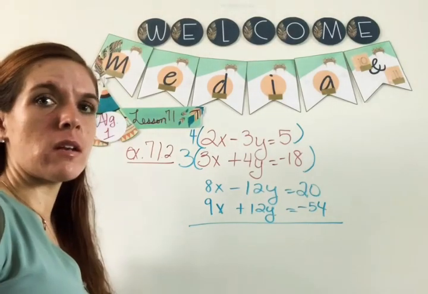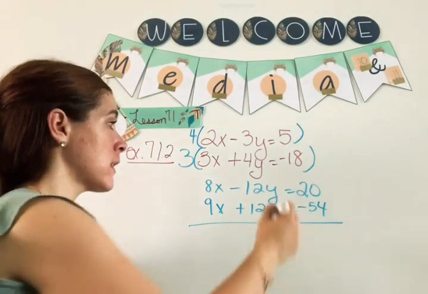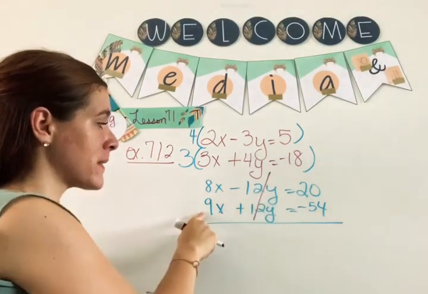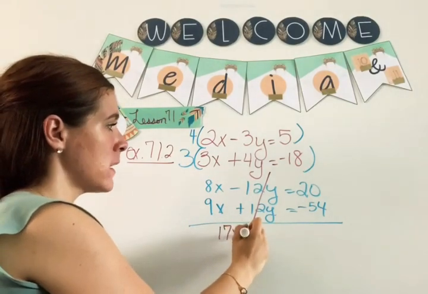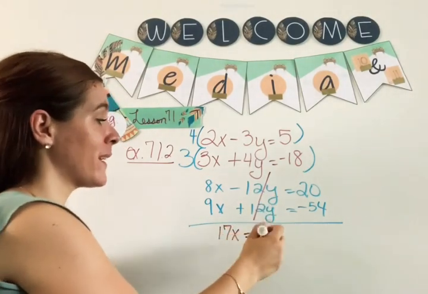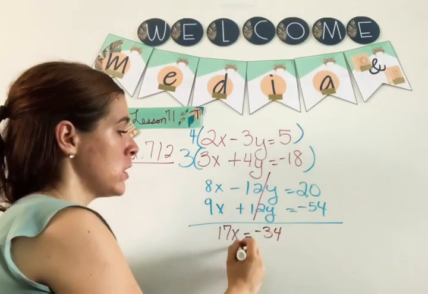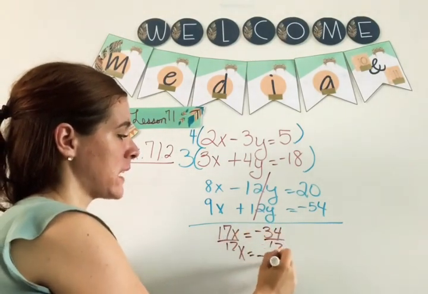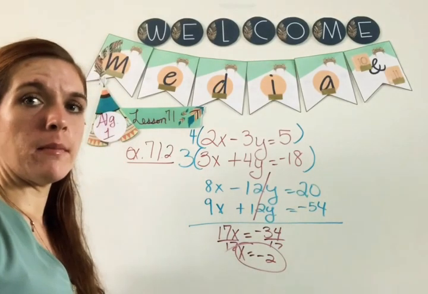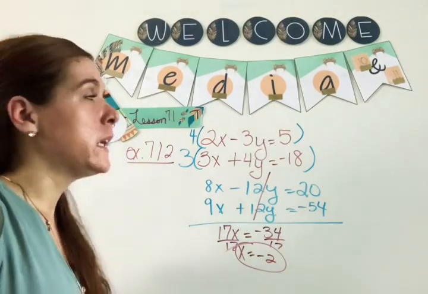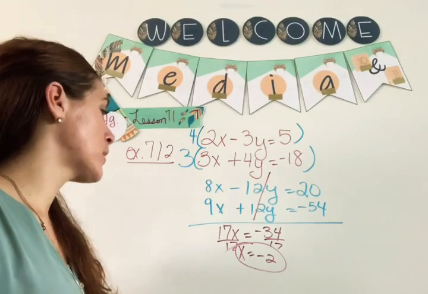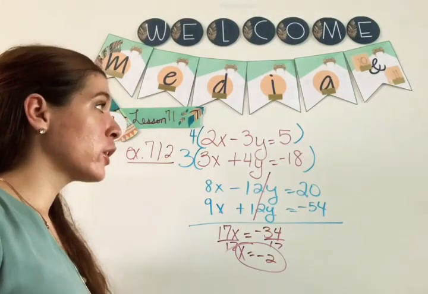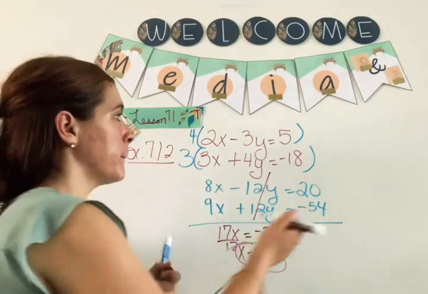Let's go back to using a different color. Let's eliminate this one. We have 8x plus 9x is 17x equals 20 minus 54 is a negative 34. So your x is going to be what? Negative 34 divided by 17 is negative 2. Okay? Don't forget, you can use your calculator if you have one, or you want to use your phone or whatever. So negative 2 for your x.